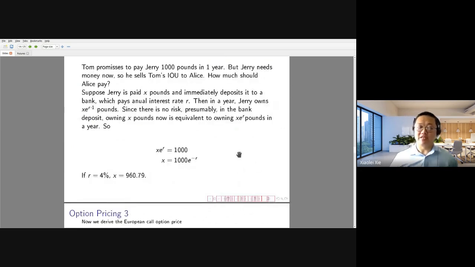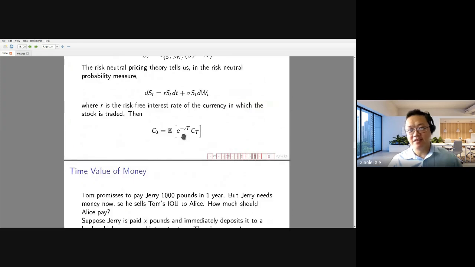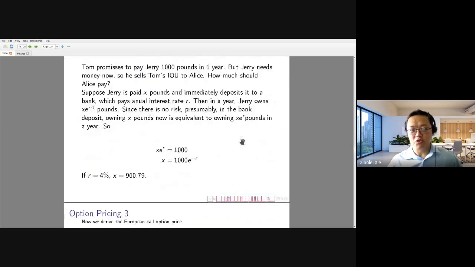And therefore, we know that in 1 year's time, this IOU is worth £1,000. And from there, we can solve for X. And that tells us if the risk-free interest rate is 4% annually, then this £1,000 paid in a year is really worth £960 today. So that explains the discounting factor in the pricing formula for the European call option.